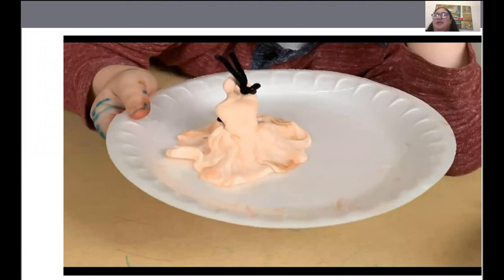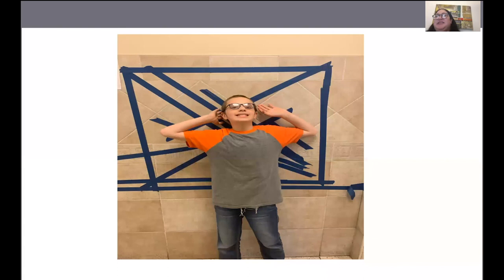So here's an image of where we were talking about anger and how anger feels and what anger looks like. And we made all these volcanoes. And here's a model magic image of the different aspects. We colored the model magic and we put pipe cleaners in it and we talked about the anger aspect of it.